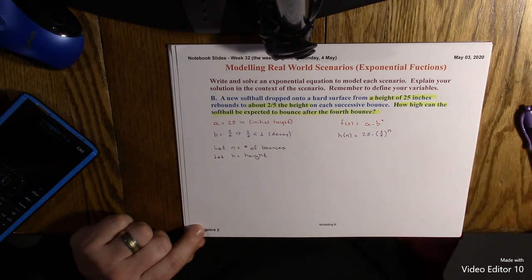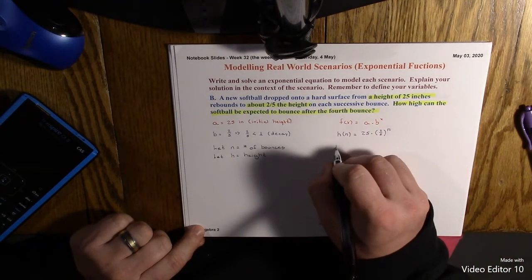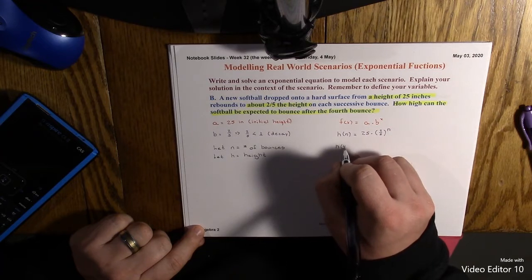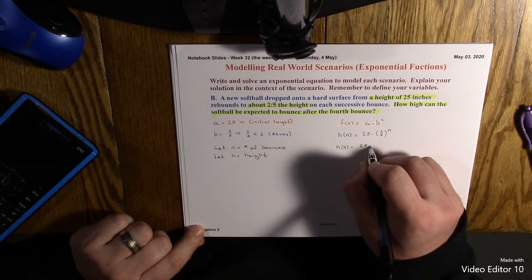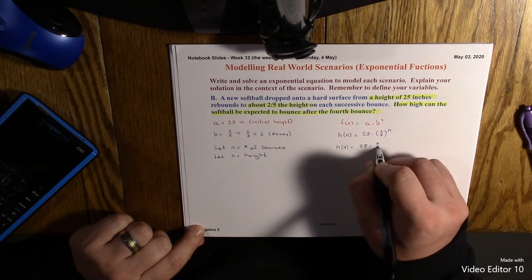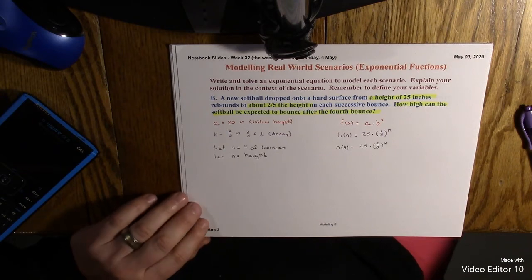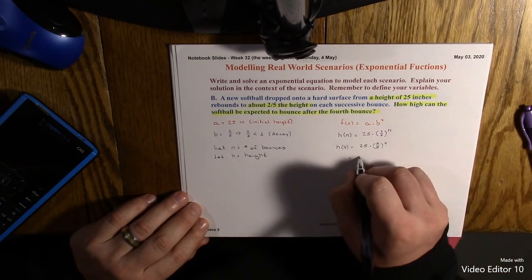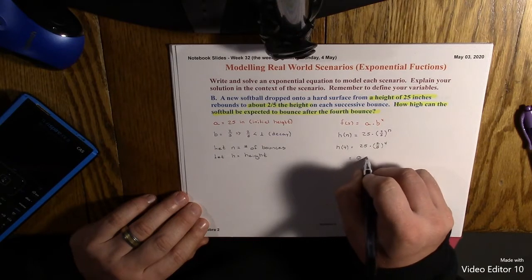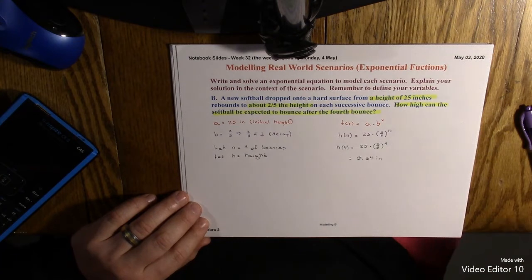But we don't want just the function. We need to know after the 4th bounce. So we're going to evaluate our function at h of 4. So it's going to be 25 times 2/5 to the 4th power, because it's the 4th bounce. And evaluating on the calculator, we end up getting 0.64 in height in inches.